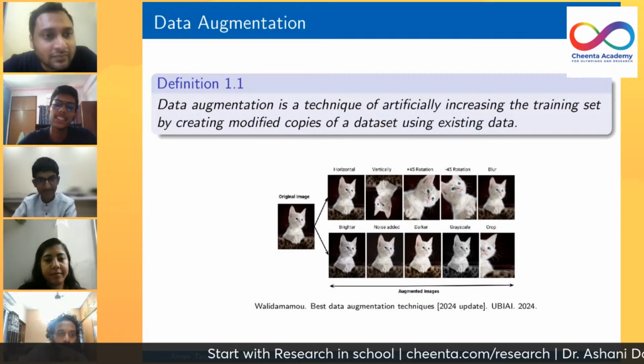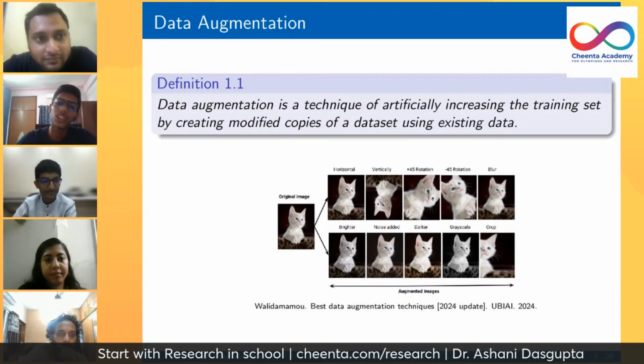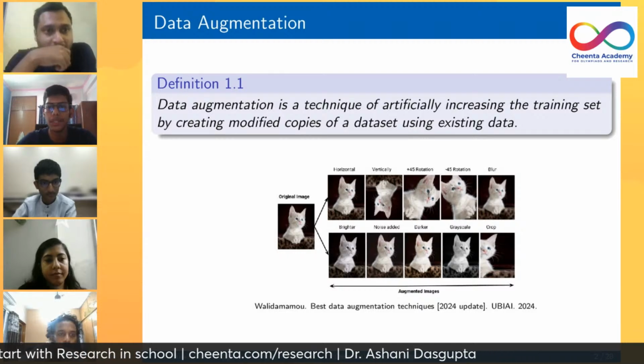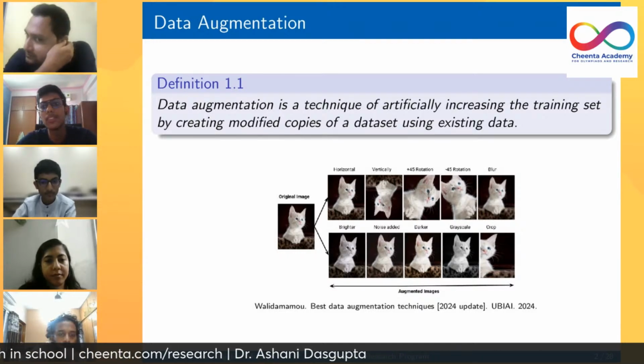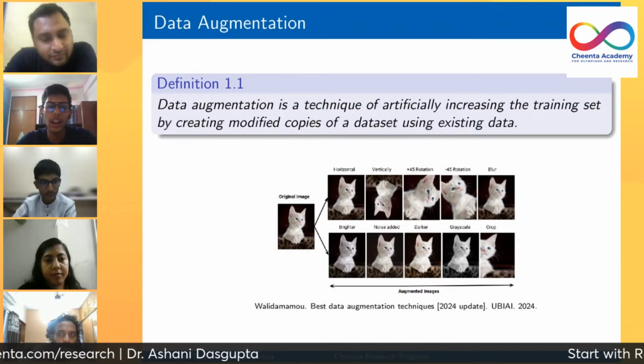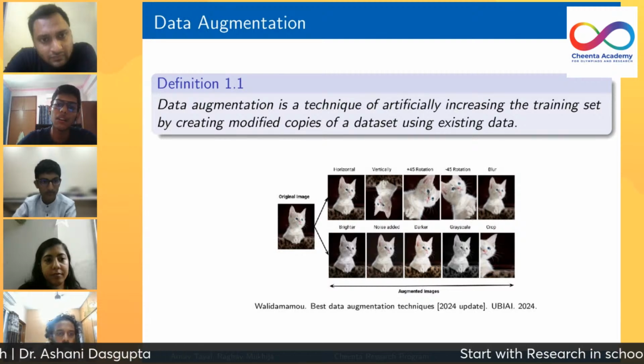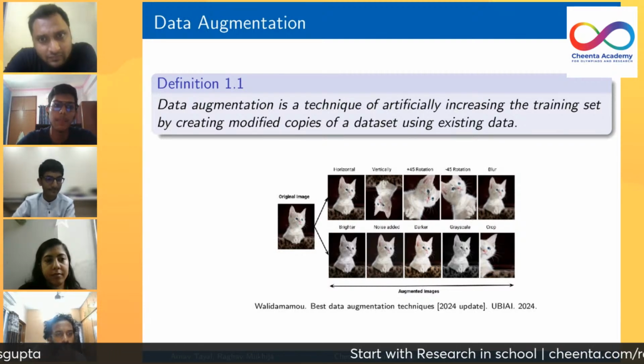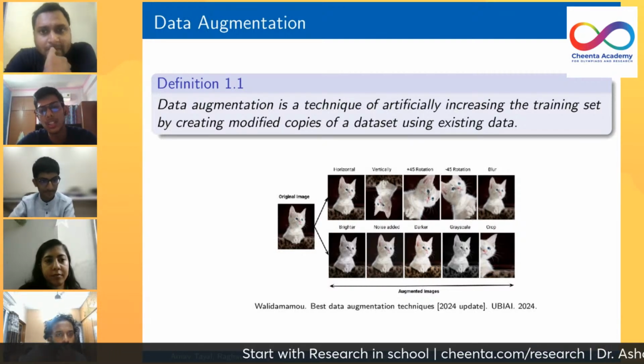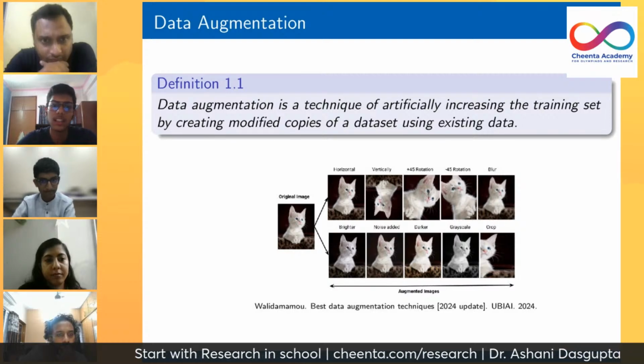So these changes create new, slightly altered versions of the original image, which helps the model learn better without actually collecting more real data, because it is limited. This is also termed as adding noise. So next slide.